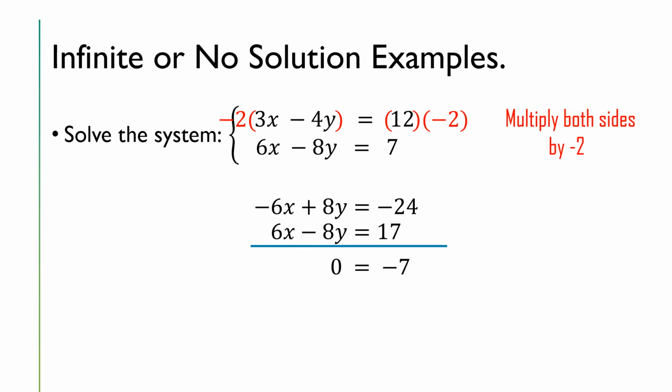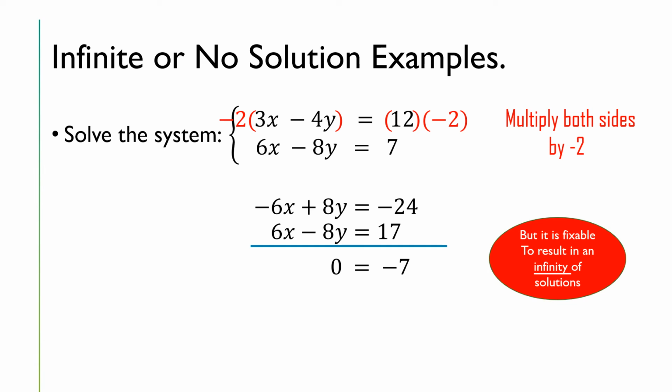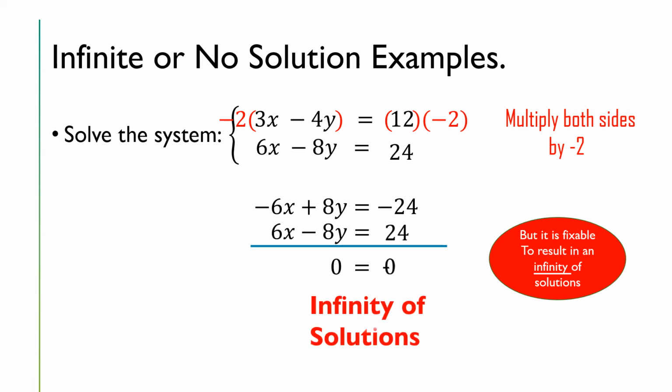Now, we can manipulate this system to get infinity of solutions. We're going to change one number. And now, in this case, we have infinity of solutions. Notice when one equation is a scalar multiple of the other, it means the two lines are confounded. It means I have infinity of solutions.